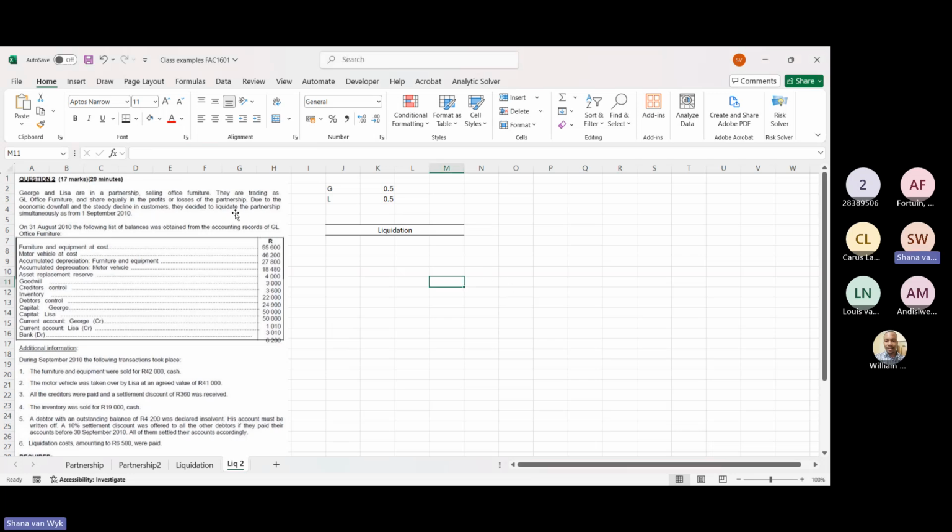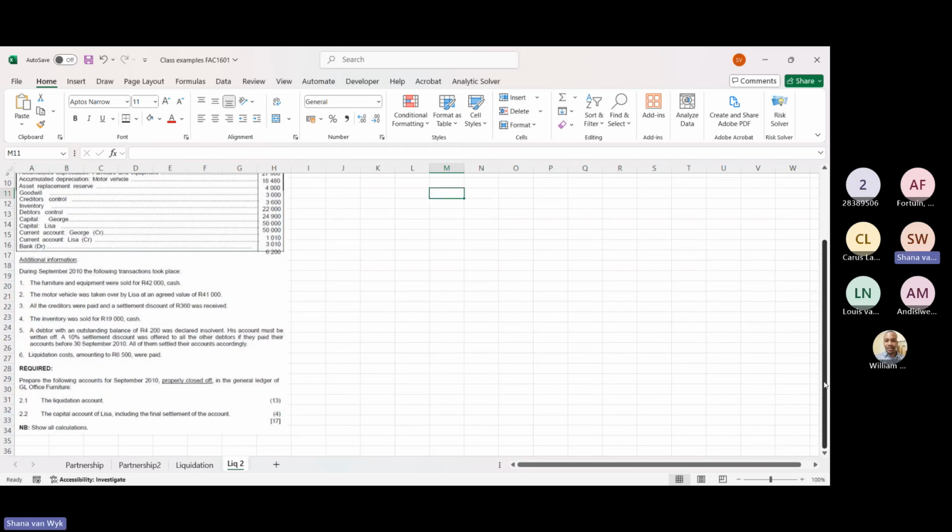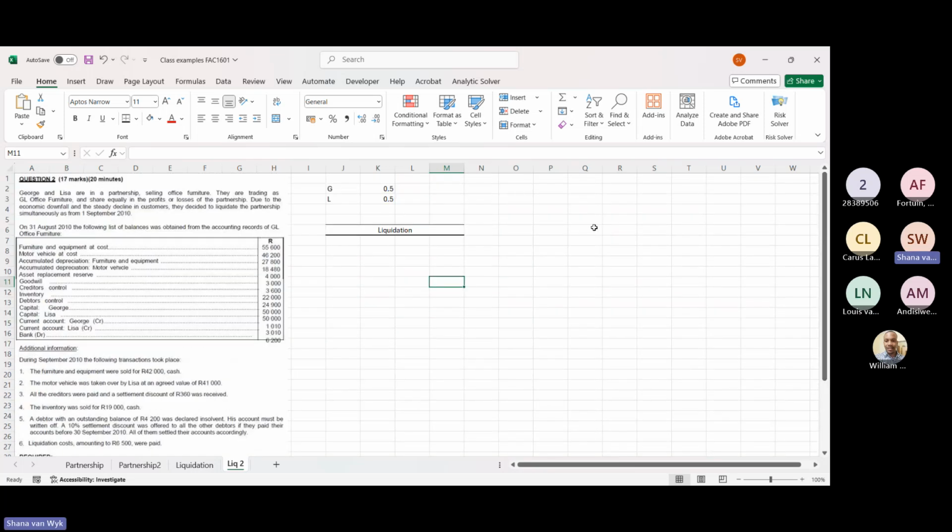They decided to liquidate the partnership simultaneously. So simultaneous liquidation. Yay, this is nice. Okay, then the following transactions. So, what did they ask? The liquidation account and then the capital account. So let's do capital, then we know we're doing both at once.